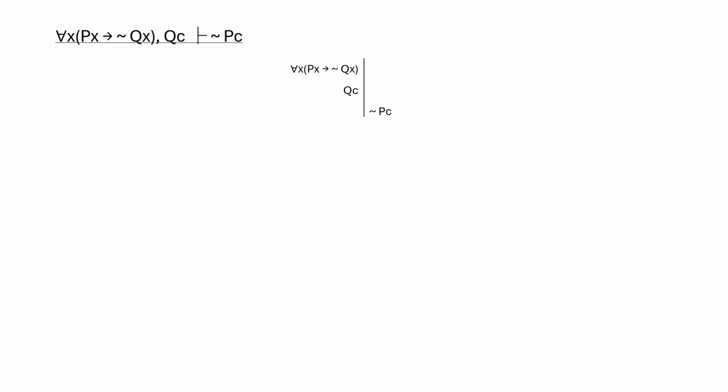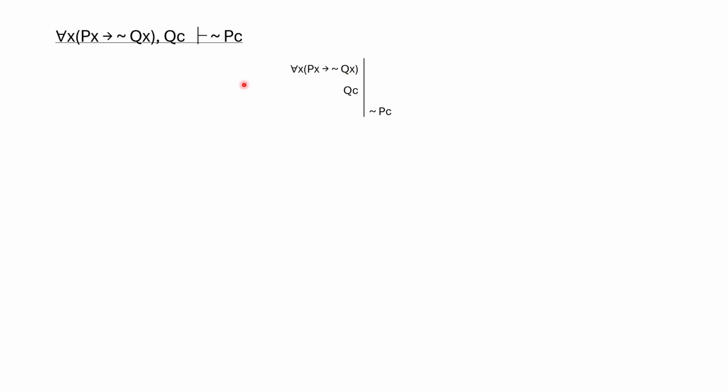So let's start relatively simple. We've got one universally quantified statement, and then we have just two predicates with constants already fixed to them. So we have QC and tilde PC. Same thing as before, we list our assumptions on the left-hand side, list our conclusion on the right-hand side. I'm going to just go ahead and start with our universally quantified statement.